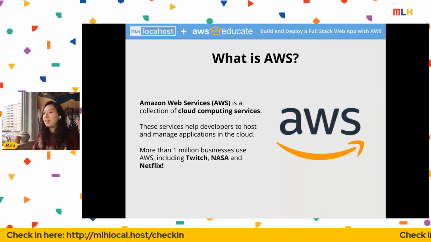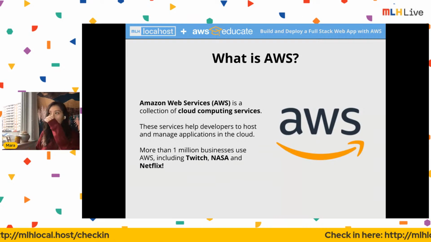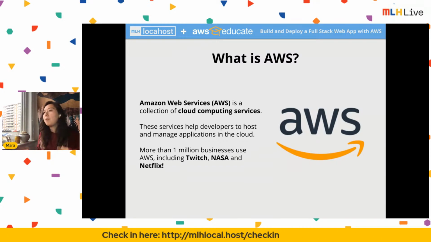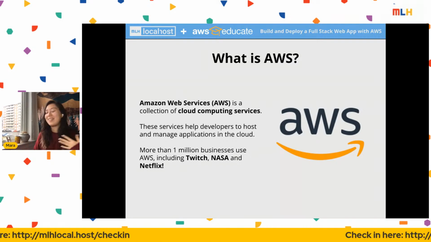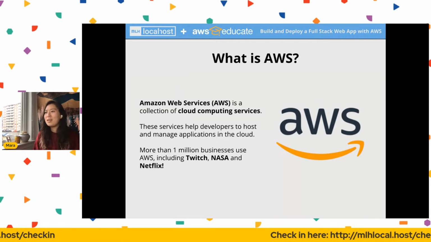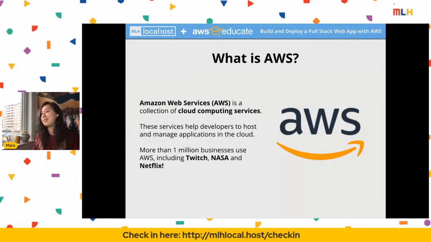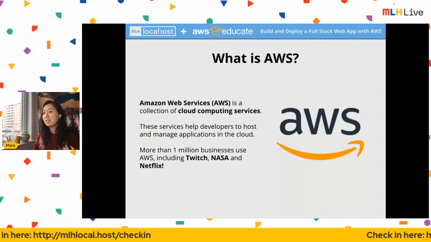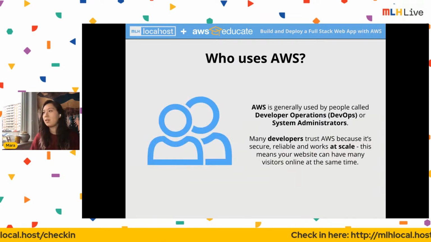Okay, so back to AWS. It's just a collection of cloud computing services. So basically, if you guys don't know too much about that, it means that it's stored up in the cloud, up in someone else's drive that you can interact with. A lot of companies will use this, including Twitch, like we're using right now, and then NASA and Netflix, and a lot of startups are starting to use it as well.